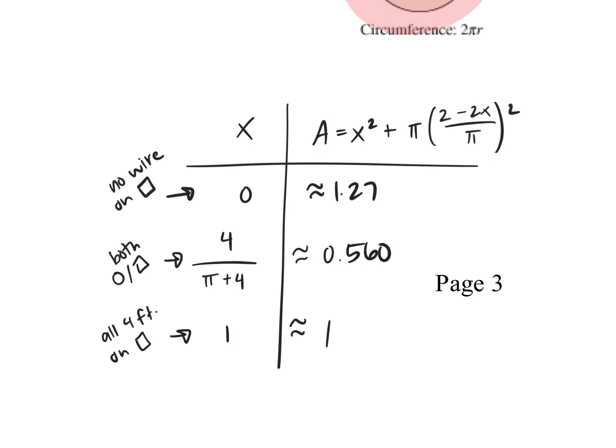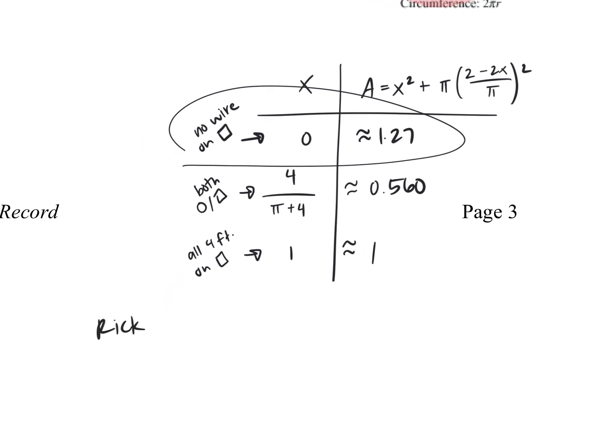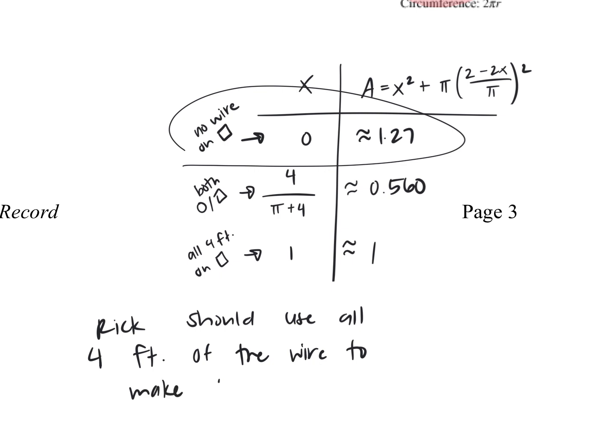So looking here, which one's actually going to give us the maximum area? Yeah, if we use no wire on the square, that gives me an area of 1.27, meaning that we're only going to make that ornament with the circle as our shape, okay? So to answer our question, Rick should use all 4 feet of the wire to make the circle for the maximum area.